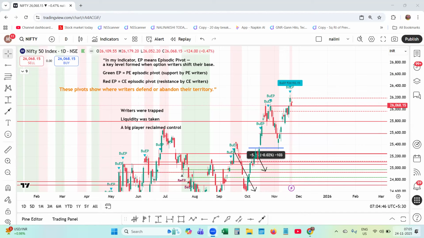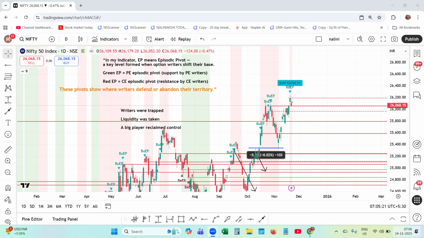Here you see green PE and red CE pivot levels, episodic pivot levels every day. But the true movement begins when an episodic pivot is broken and then suddenly reclaimed. This flip, this one candle shift, tells you exactly who is controlling the market at that moment.